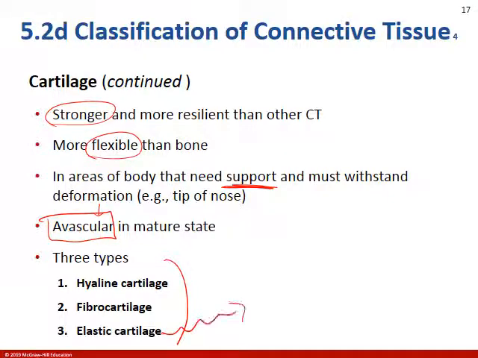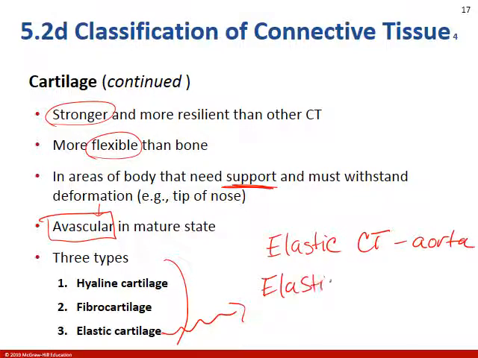Be very careful. We have 2 types. We have elastic connective tissue. That was the aorta that we saw, right? And we have elastic cartilage, which is still under the category of connective tissue. You can see how we got one word difference in here. So just pay attention as we move through these, that there's elastic connective tissue and there's elastic cartilage, which is still under the category of connective tissue.